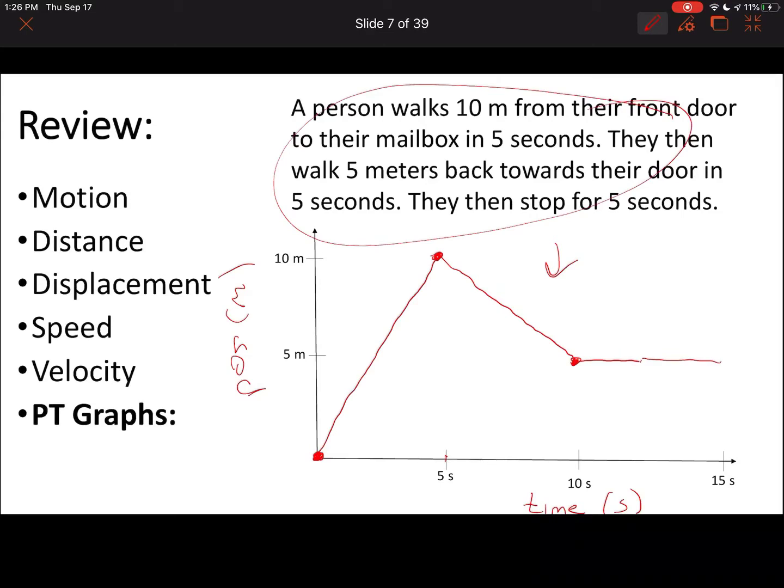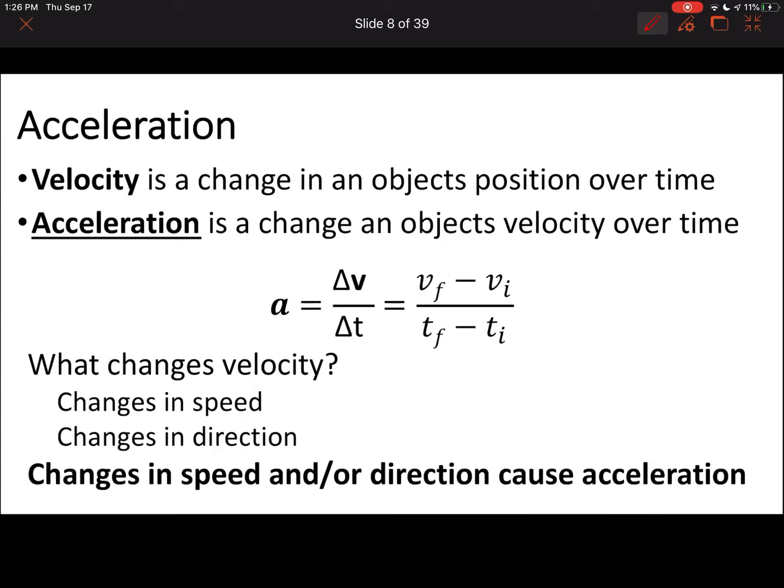Okay, so that was the review of what we've done last week. Let's get into the stuff for this week. So, acceleration. We know that velocity measures a change in an object's position over time, but velocity is not always constant. And we have a value called acceleration to measure the change in velocity over time.